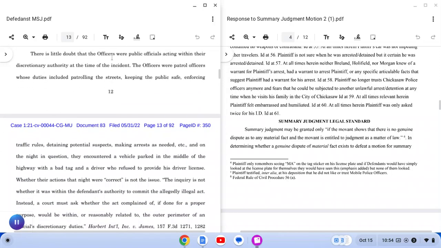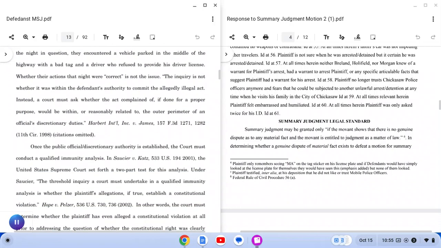There is little doubt that the officers were public officials acting within their discretionary authority at the time of the incident. The officers were patrol officers whose duties included patrolling the streets, keeping the public safe, enforcing traffic rules, detaining potential suspects, making arrests as needed, etc. And on the night in question, they encountered a vehicle parked in the middle of the highway with a bad tag and a driver who refused to provide his driver's license.